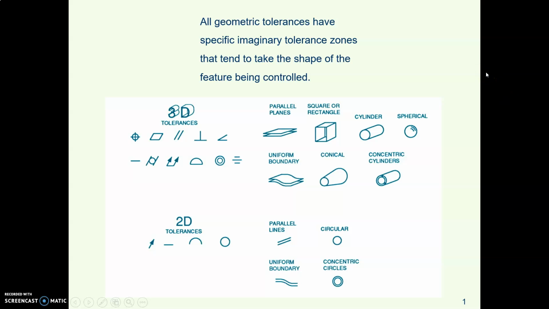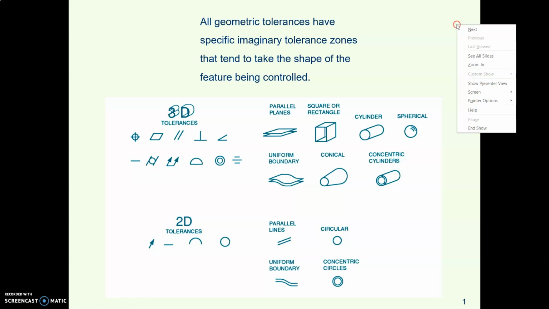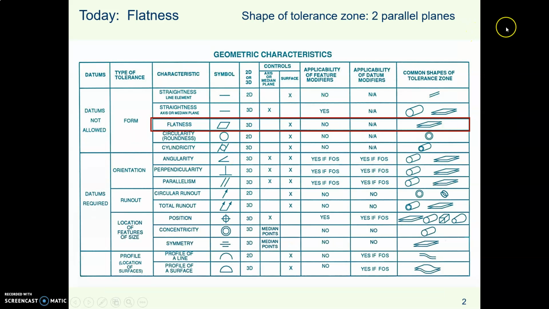Now we'll begin talking about some of the different geometric controls, geometric tolerances, that we have. And the first thing to notice is that whatever you're tolerancing, your geometric tolerance uses a tolerance zone, an imaginary zone within which the features of your part must lie. Today, we are going to talk about flatness.